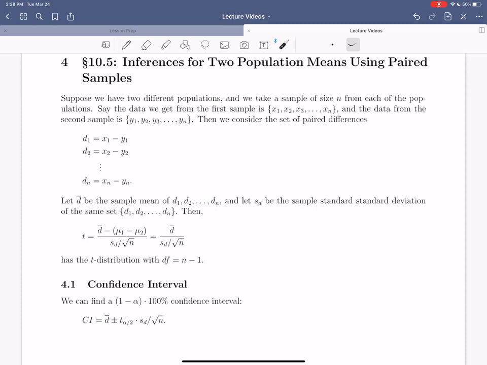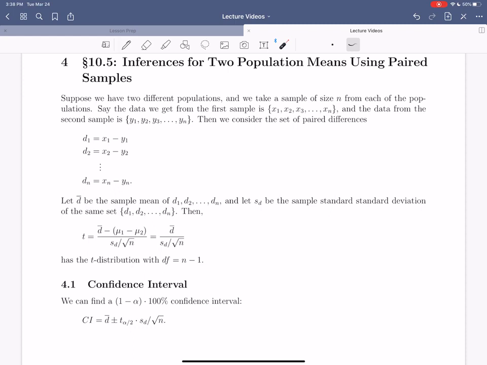And what you're going to do is look at the paired differences of the two samples. So you're going to look at x1 minus y1, x2 minus y2, all the way down to xn minus yn, and record what those differences are, d1, d2 to dn. So these d sub i are the differences. Then you study this variable. You treat d1, d2 all the way to dn as your new sample. Okay, so that's the idea.